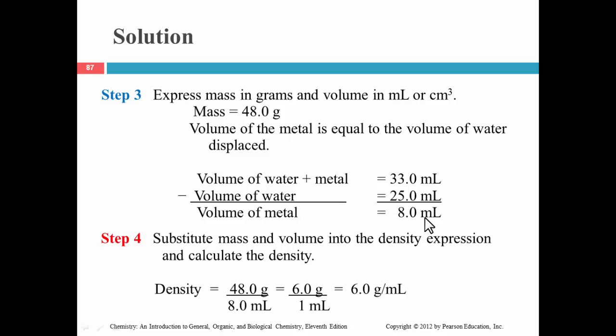Because the volume of the metal is 8.0 milliliters, and we know this from the volume displacement method, we can do 48.0 grams, the mass, divided by 8.0 milliliters, the volume, and that works out to 6.0 grams per milliliter. Again, you can only express your answer as two significant figures because the volume was only in two significant figures, even though the mass was in three significant figures. Also, remember that this can be expressed as 6.0 grams per milliliter or 6.0 grams per cubic centimeter. They are the same thing.